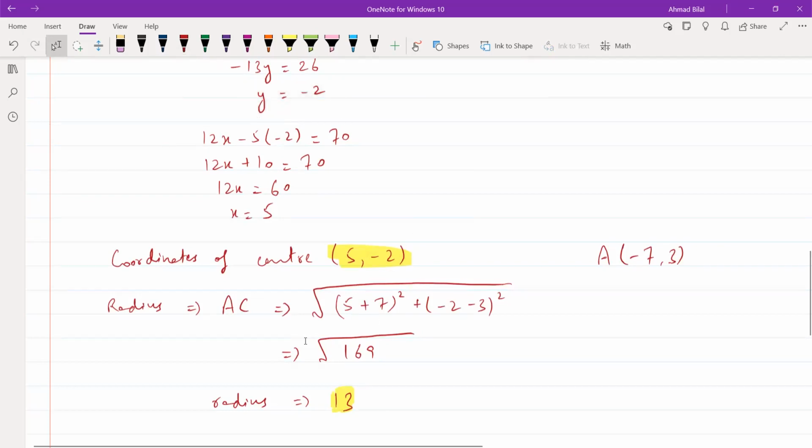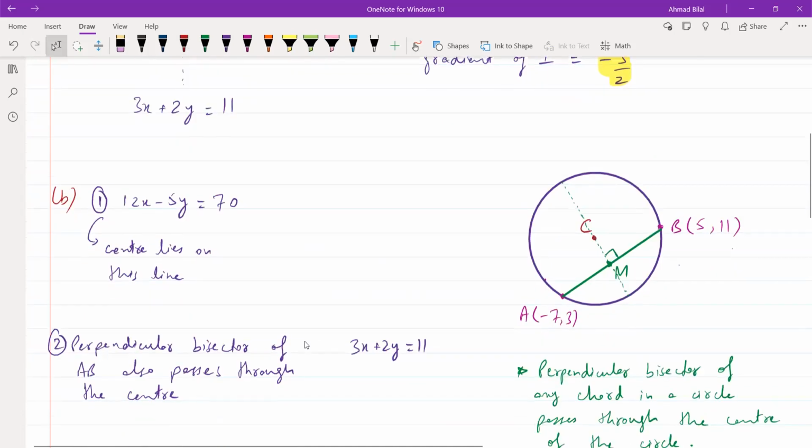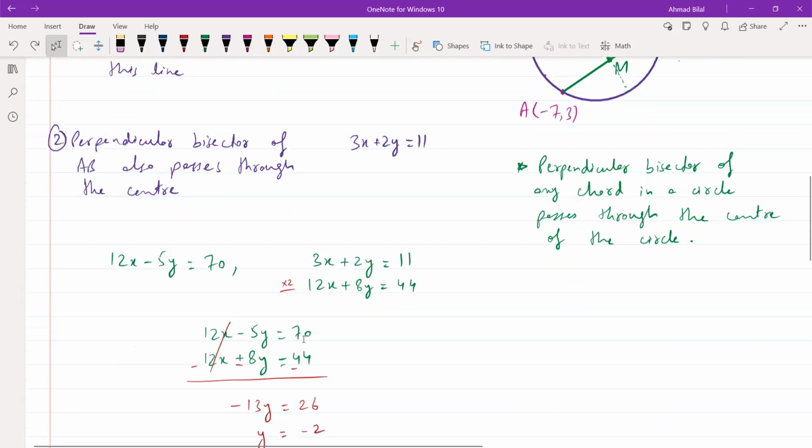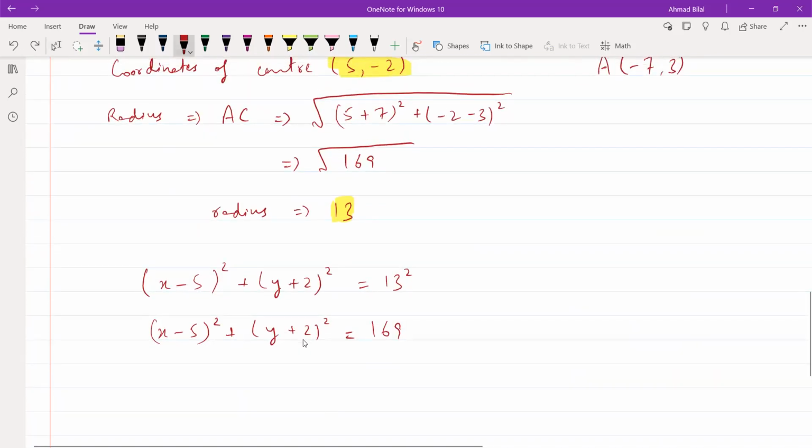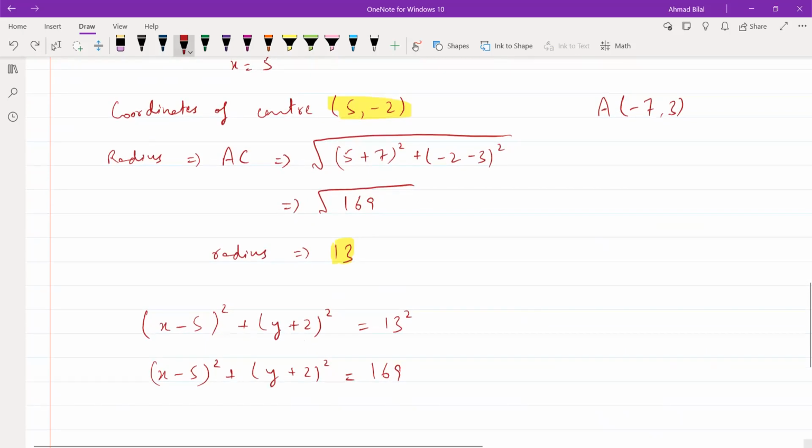And then once we know the center's coordinates, we know that A and B both lie on the circumference of the circle. We can find the distance of A from C or the distance of B from C. Either of them is going to give us the radius of the circle. I did one and got the radius as 13, then just input it into the standard form of the equation of the circle, and you get the equation of the circle.